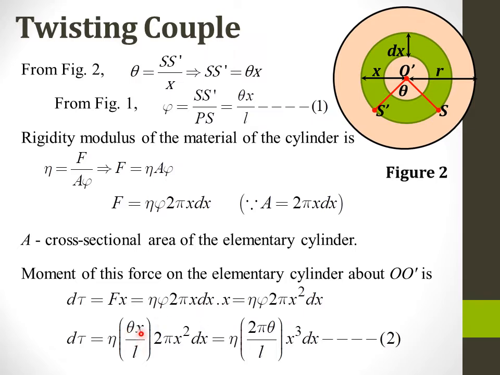So we have put φ to be θx by L, and we are combining certain terms together here. We have x² into x, we get x³ dx. Therefore, dτ is η 2π θ by L into x³ dx. We call this equation 2.